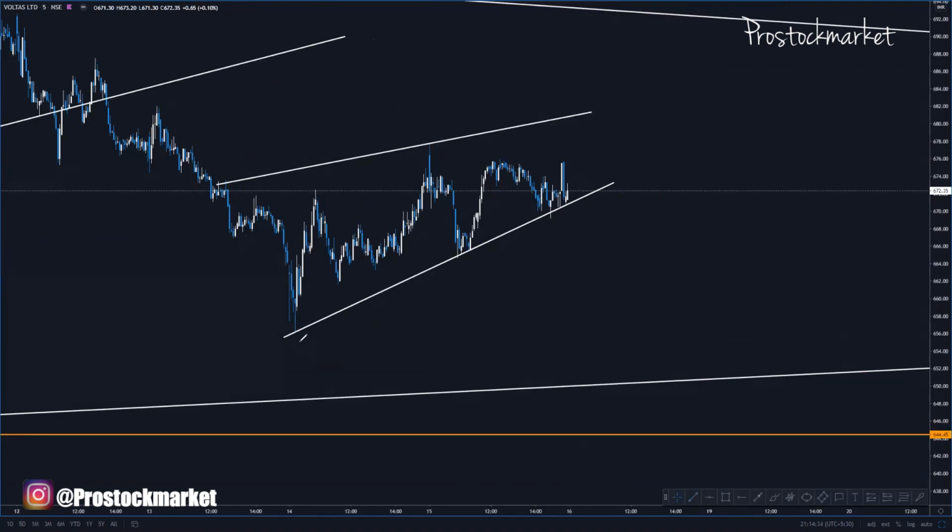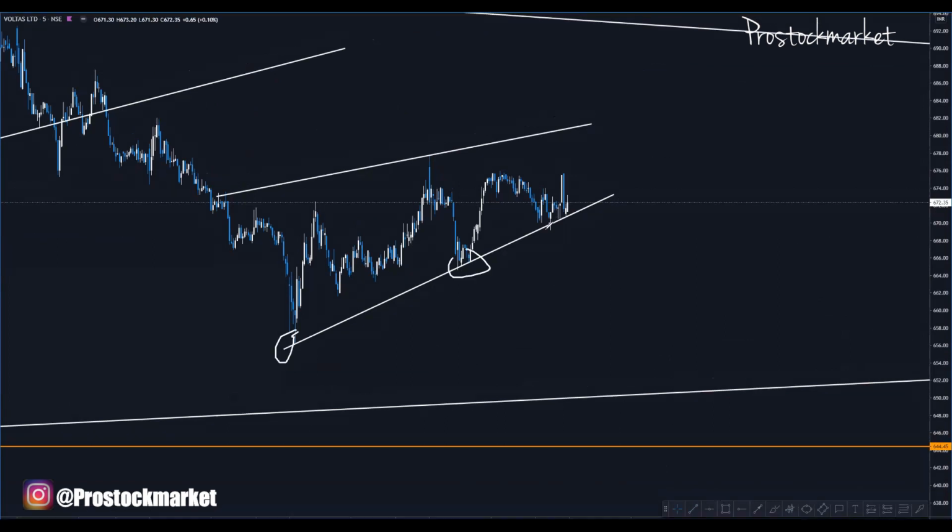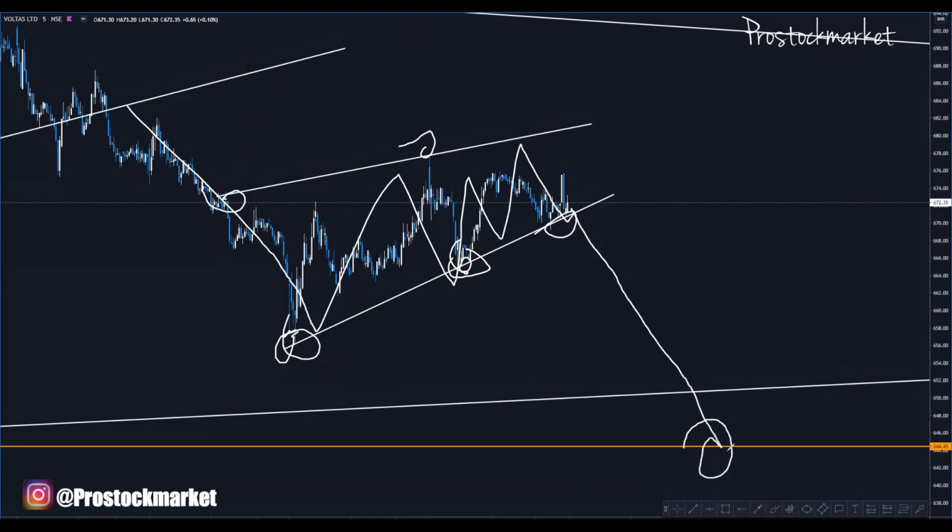Here one touch, two touch, and three touch. Two touches is a valid trend line. One touch, two touch, it's a valid trend line. So obviously this is a big bear flag. This means a continuation pattern, right? So maybe chances are there for the market to go till 644, 640 like that.